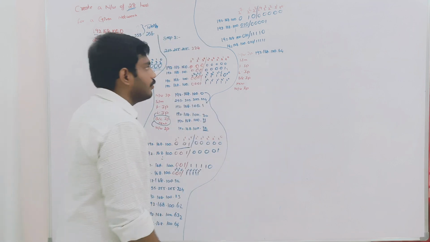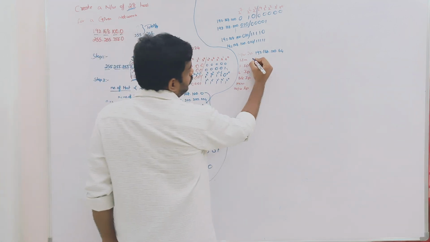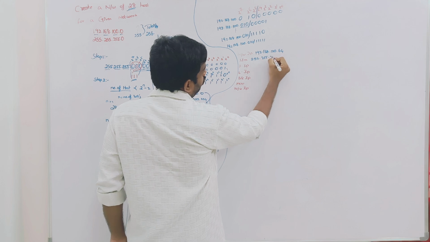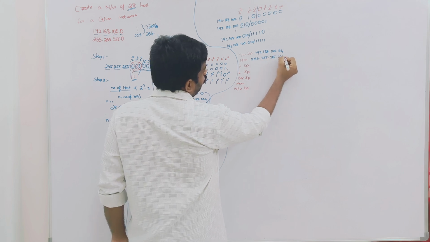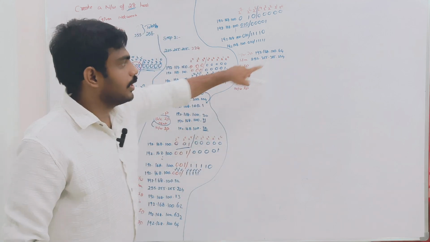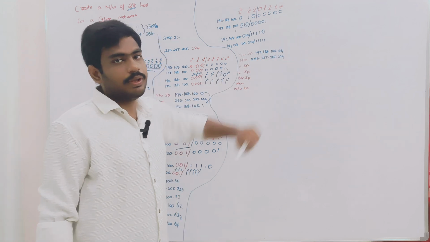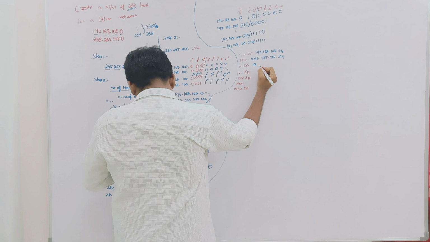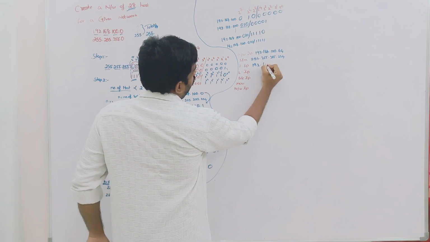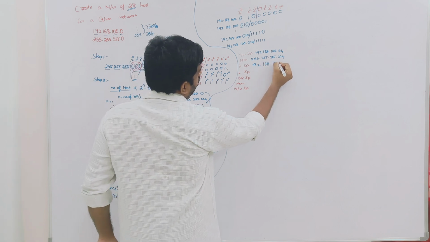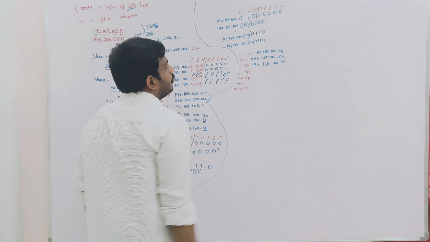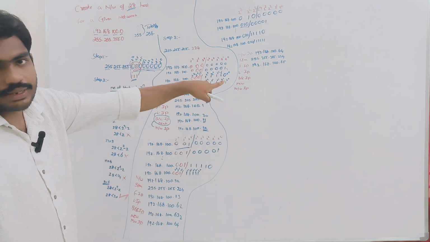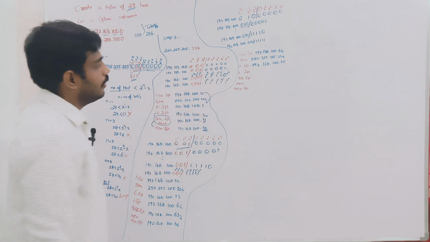192.168.100.64 is our network IP, and the subnet mask is 255.255.255.224, and the first IP after the network IP, that will be your first IP. So 192.168.100.65 is your first IP. What will be the last IP? You find the broadcast IP so that you will get the last IP.